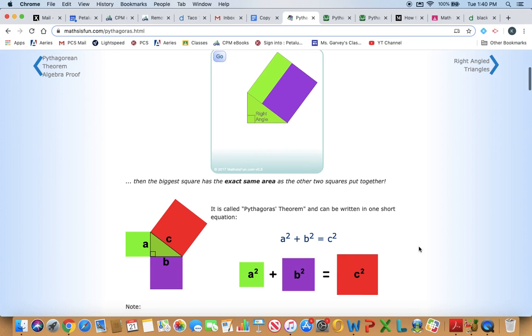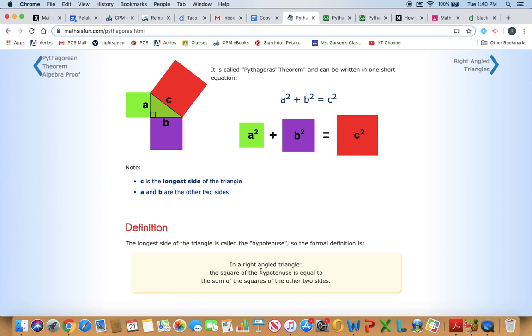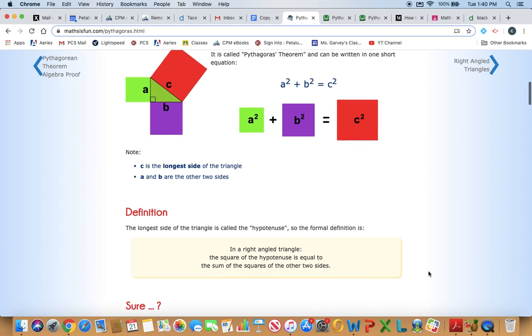So the formal definition of Pythagoras' theorem is, in a right-angled triangle, the square of the hypotenuse, and the hypotenuse is another way of saying the longest side, is equal to the sum, and remember, sum means when you're adding two things together, the sum of the squares of the other two sides.